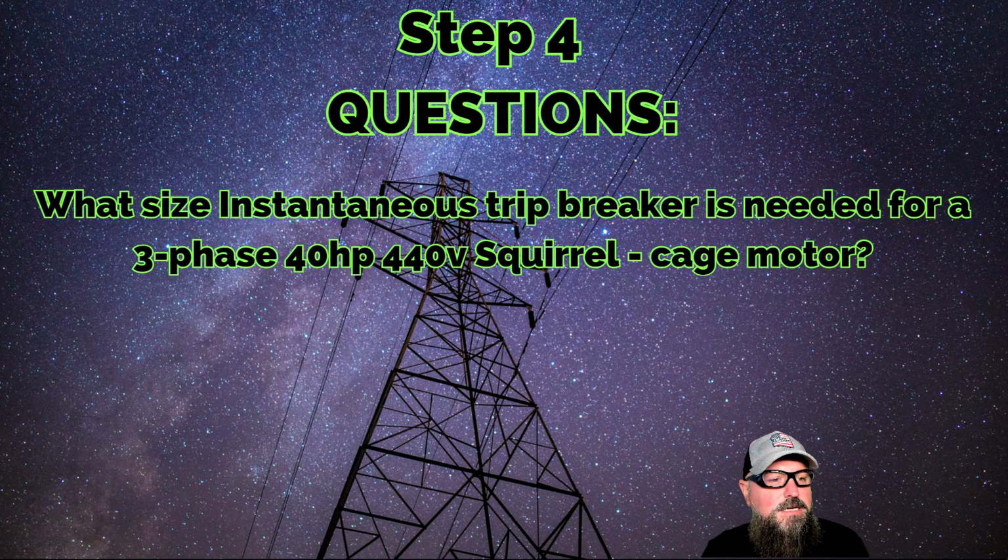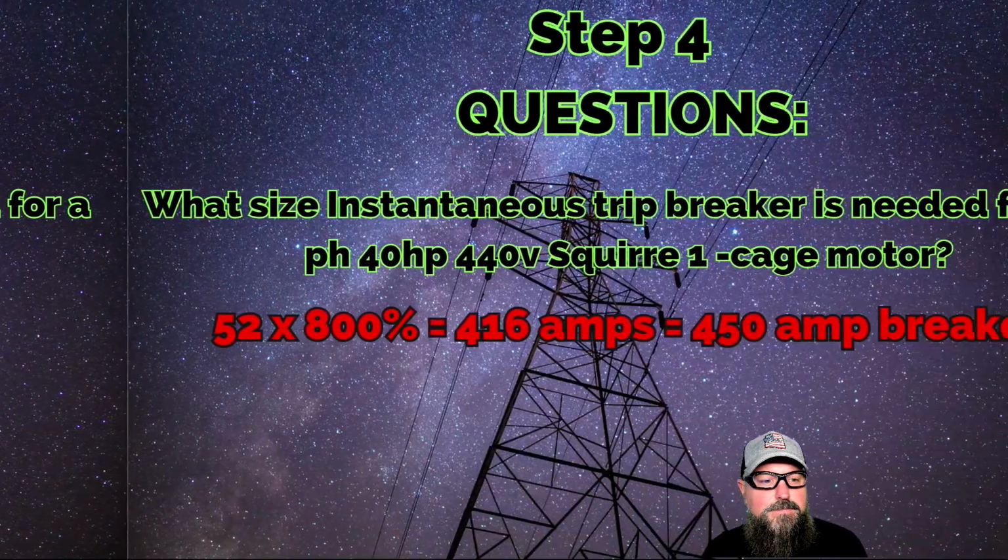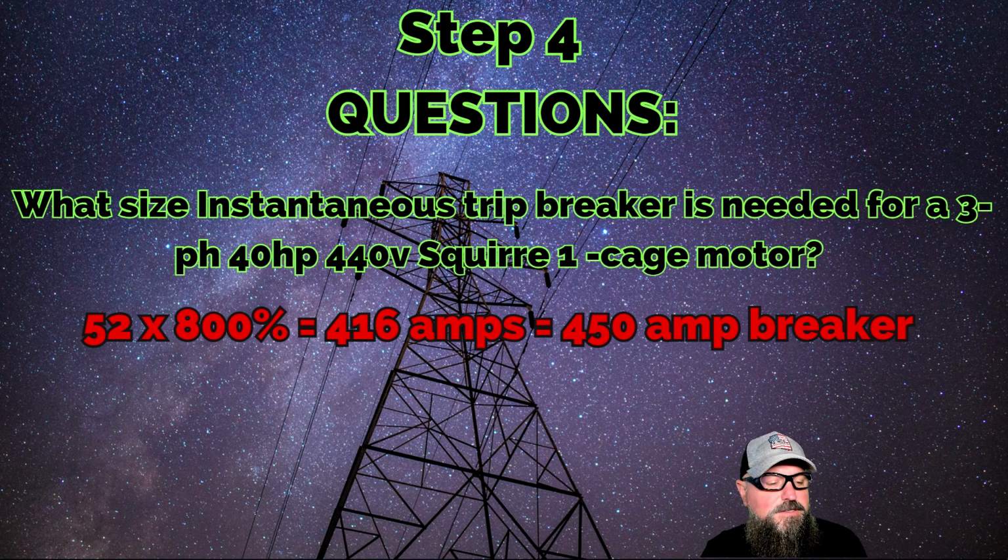What size instantaneous trip breaker is needed for a 3-phase 40 horsepower 440 volt squirrel cage motor? Go ahead and pause now. 52 times 800% equals 416 amps. Next breaker size, 450 amp breaker.